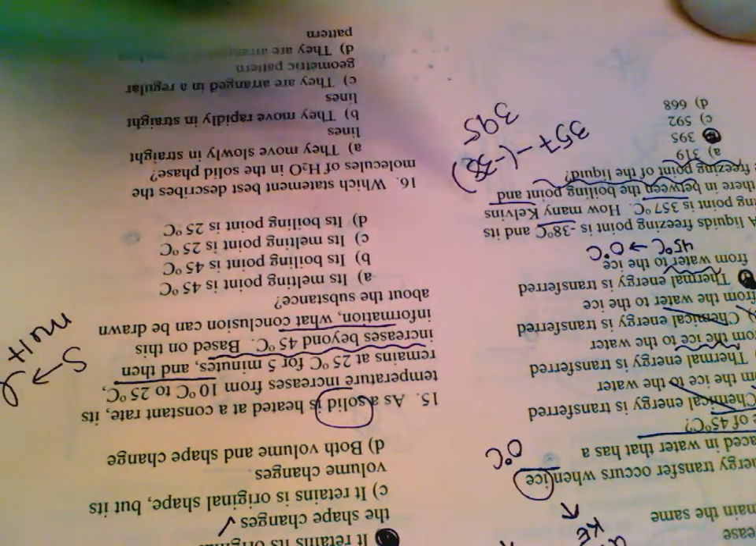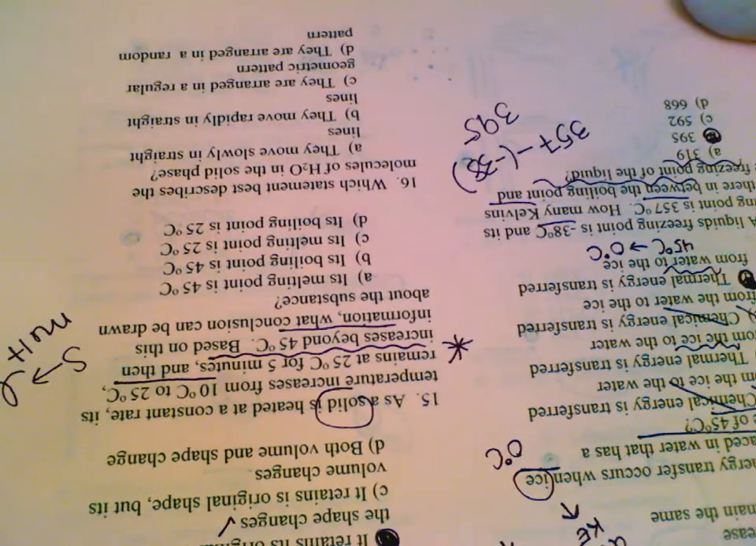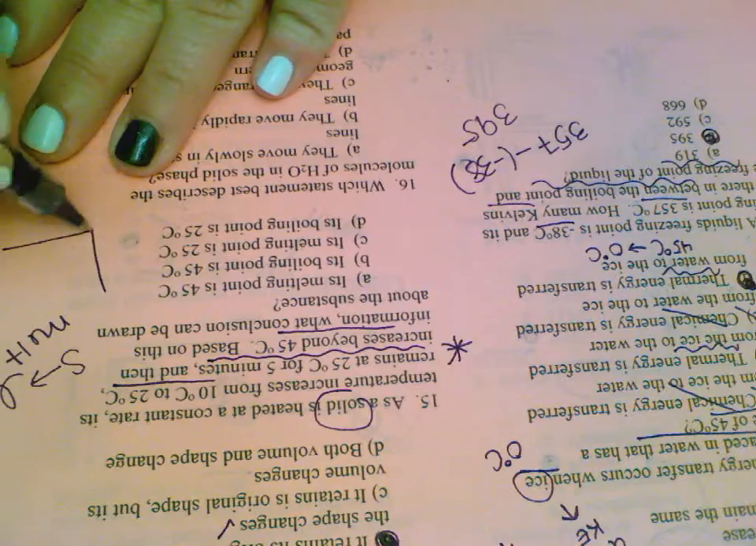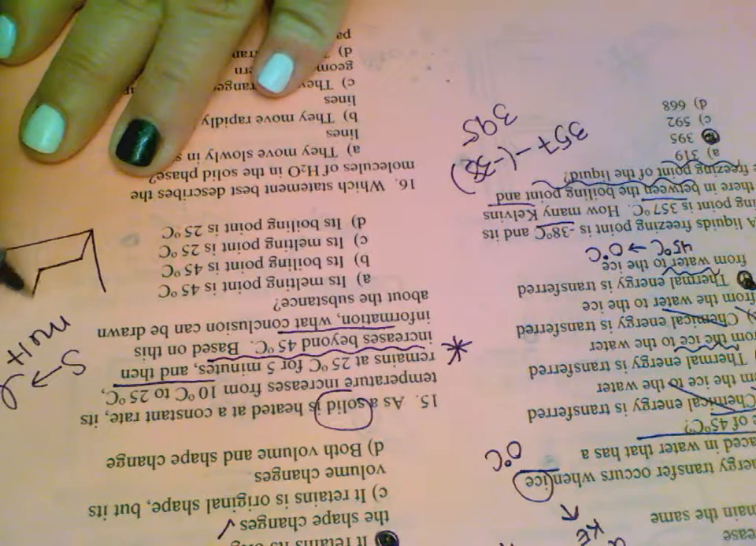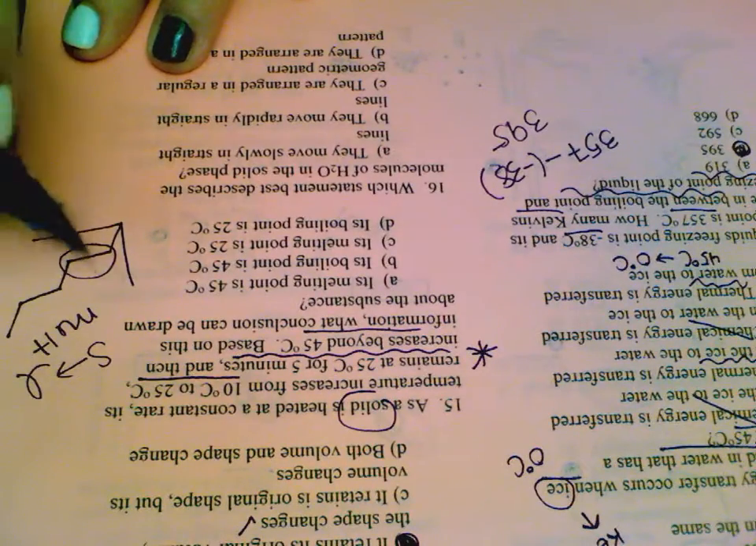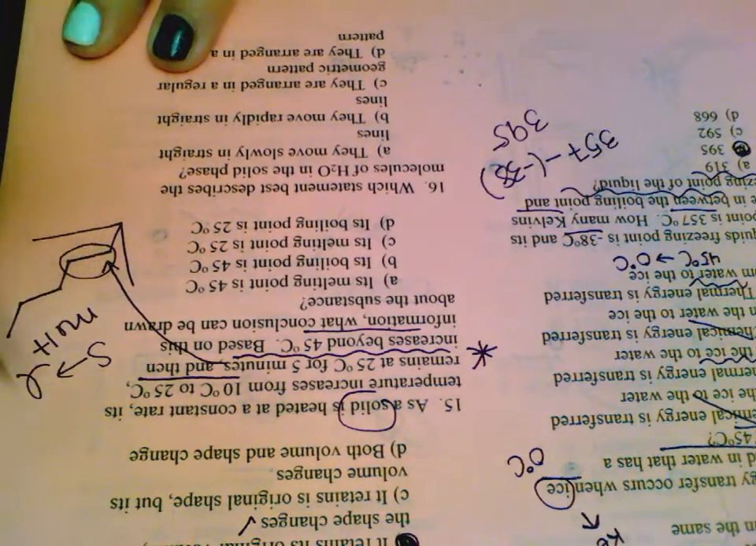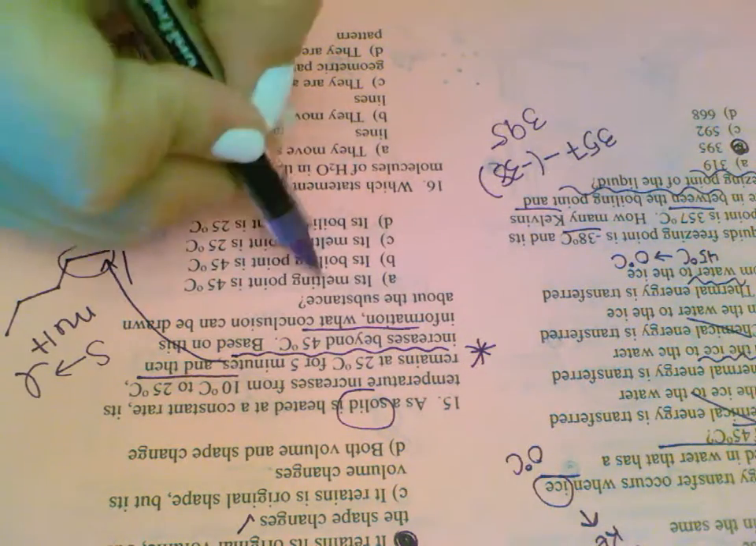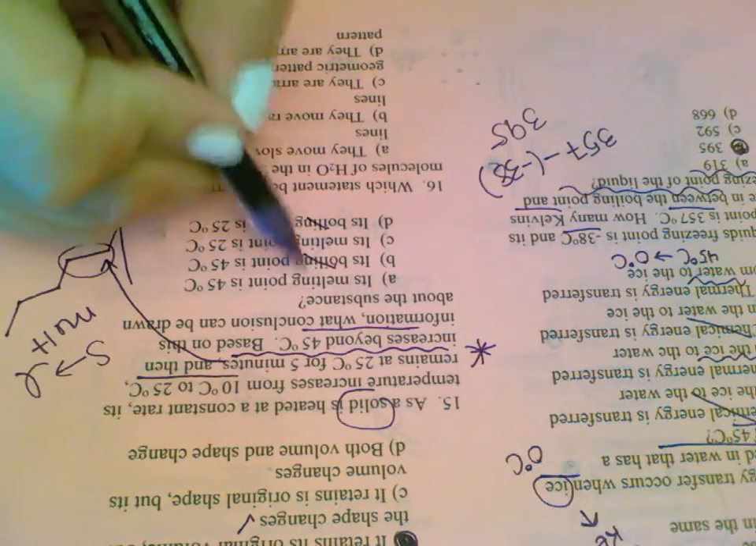And this is the key part, it remains there for 5 minutes. Remember, if I'm looking at one of those heating curves, I heat, then I stay steady, then I heat, then I stay steady, then I heat. They're talking about right here, where there would be no temperature change. So they're talking about the melting point, not boiling, and the melting point would be at 25.